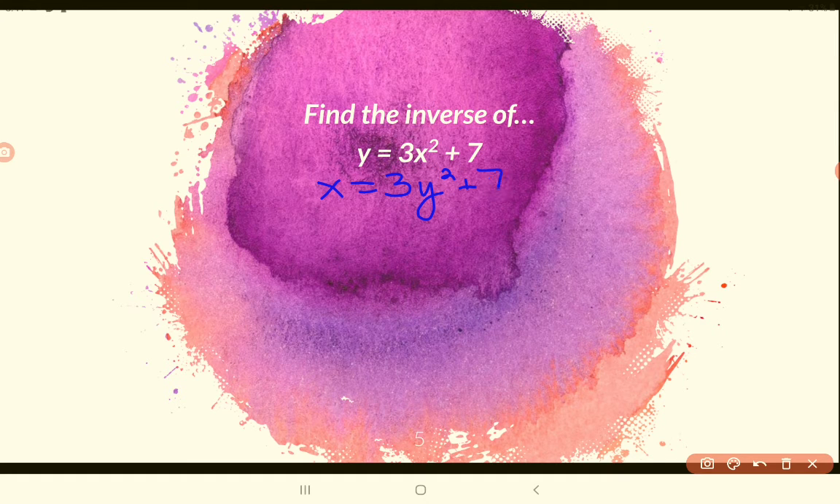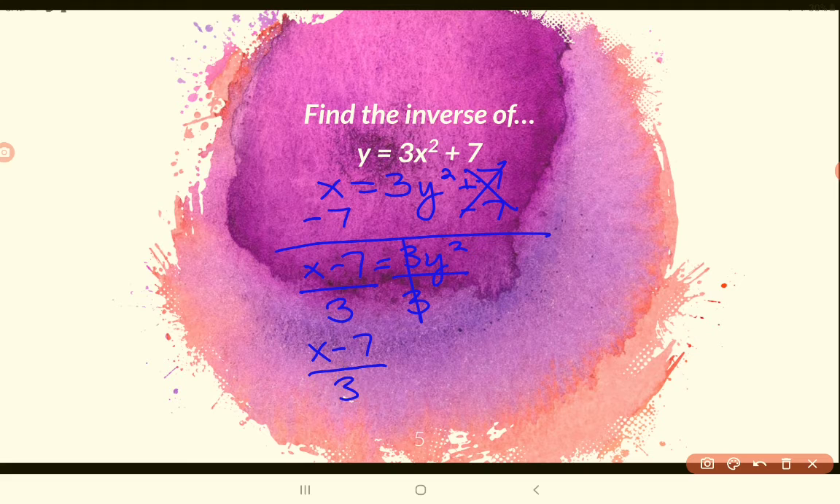And then I have to get y by itself. So I start by subtracting the 7 to the other side. So x minus 7 equals 3y squared. Well, what do I do with the 3 now? Well, it's being multiplied. So the opposite of that is to divide it. So I have x minus 7 over 3 equals y squared.